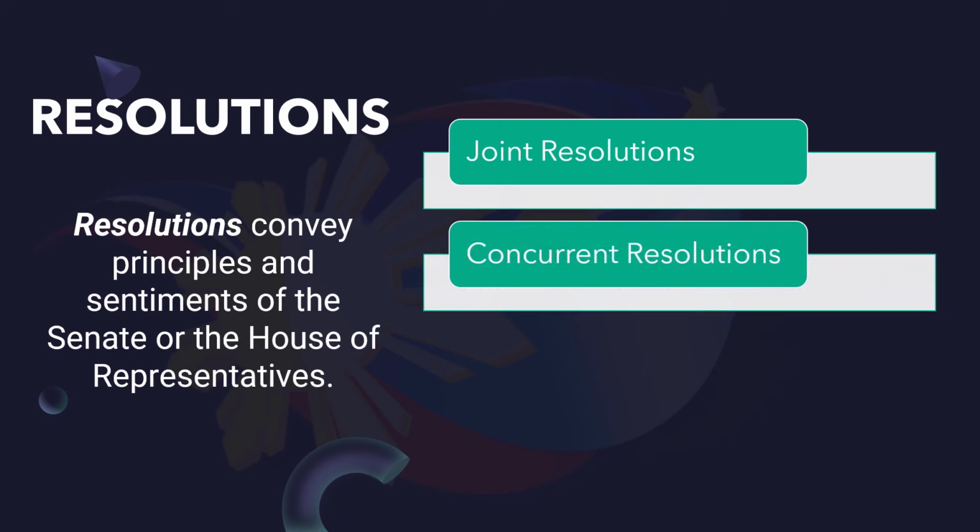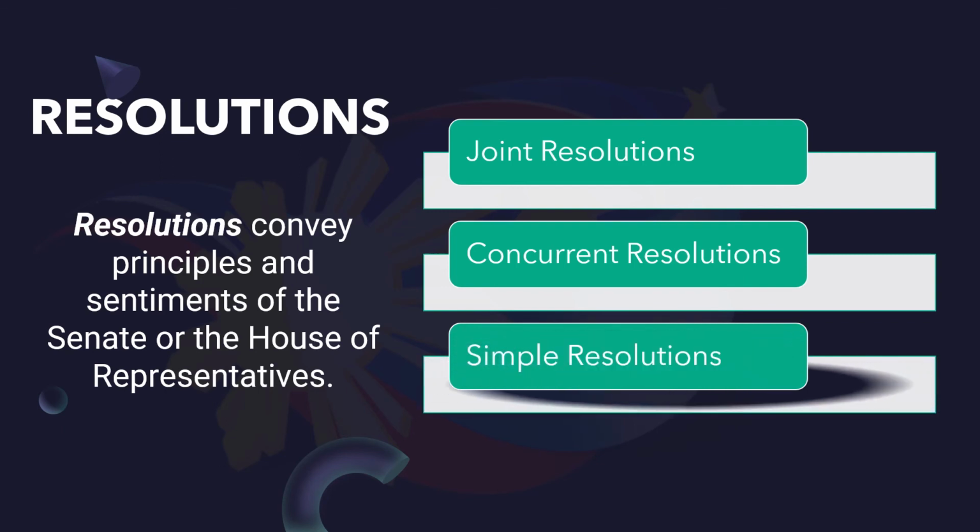Concurrent resolutions. Concurrent resolutions are used for matters affecting the operations of both chambers of Congress and must be approved in the same form by both houses but are not transmitted to the President for his signature and therefore have no force and effect of a law. And the last one is simple resolutions. Simple resolutions deal with matters entirely within the prerogative of one chamber of Congress and are not referred to the President for his signature and therefore have no force and effect of a law.